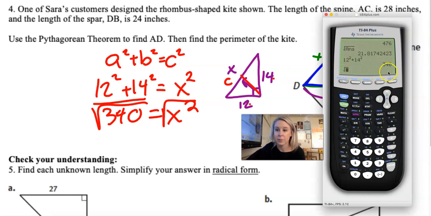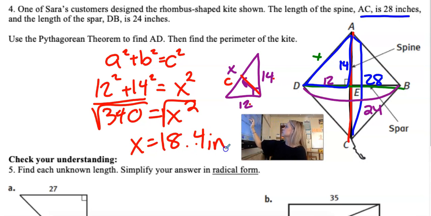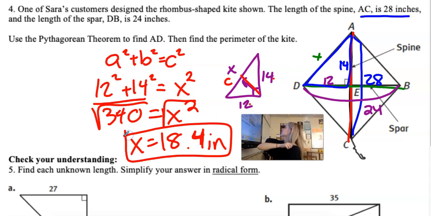I want to copy and paste this answer in. So second, negative. Now we'll get 18.4, because that 3 is not big enough to round it up. So 18.4, my units are in inches. I don't know why there are 2 decimals there. Okay, so that is the length of AD.